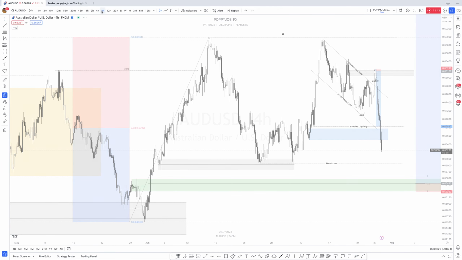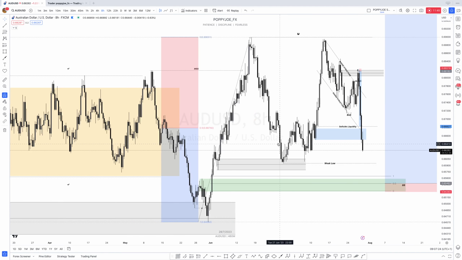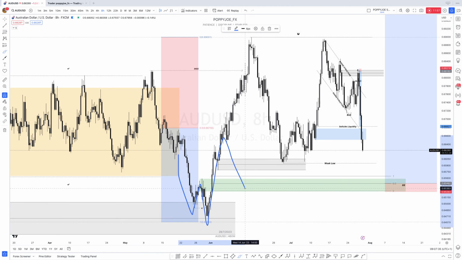Okay, let's check this time frame here. So now what we can see here is a breaker block, because the market has formed this pattern here, right? The market formed this pattern, right? And the market has not returned to the neckline.